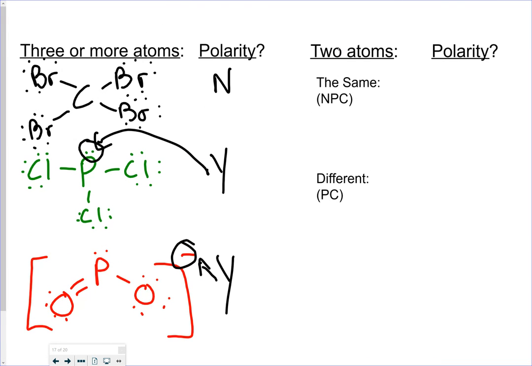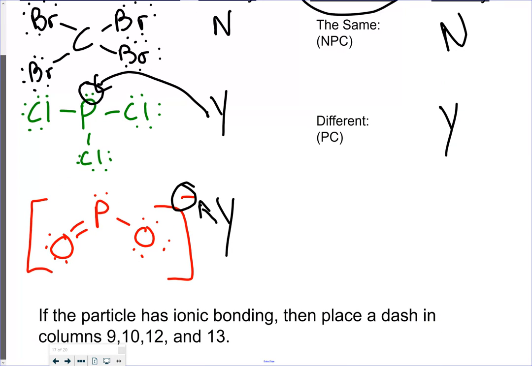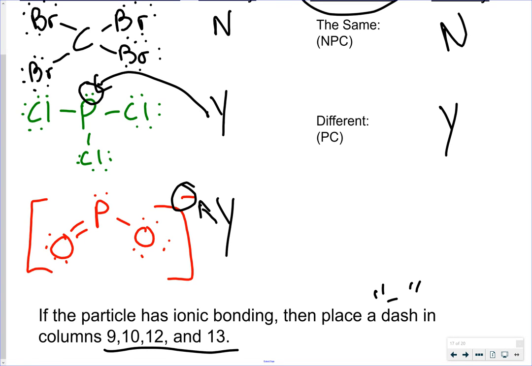Now, if it's only two atoms, nonpolar covalent, which is both the same, it is no, nonpolar. There is no polarity. If the two atoms are different, you have polar covalent. That would be yes. It's polar, therefore it has some polarity. And then a nice little reminder that if it's ionic, 9 through 13 should have dashes. Dashes, remember? Okay.